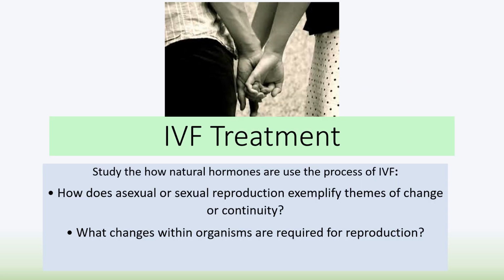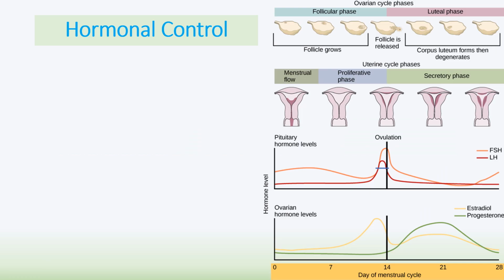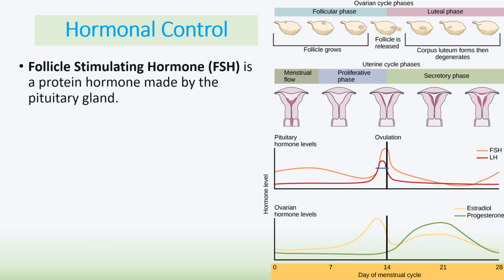Start off with IVF treatment, which stands for in vitro fertilization. To understand the process, we need to understand the hormones involved in the menstrual cycle. We talked about these in the previous video, but just to remind you, there is follicle stimulating hormone, which is a protein hormone made in the pituitary gland, which binds to the receptors on the follicle cells in the ovaries, and it starts the eggs to be matured in the ovaries.